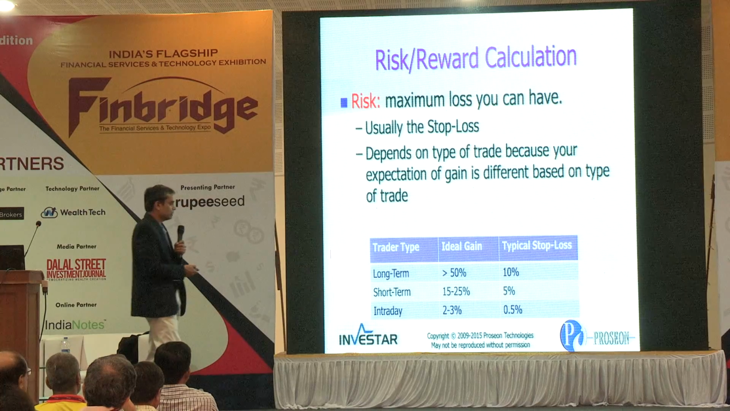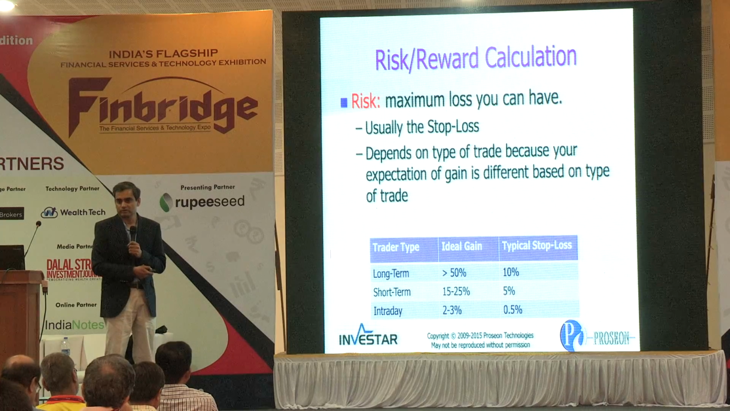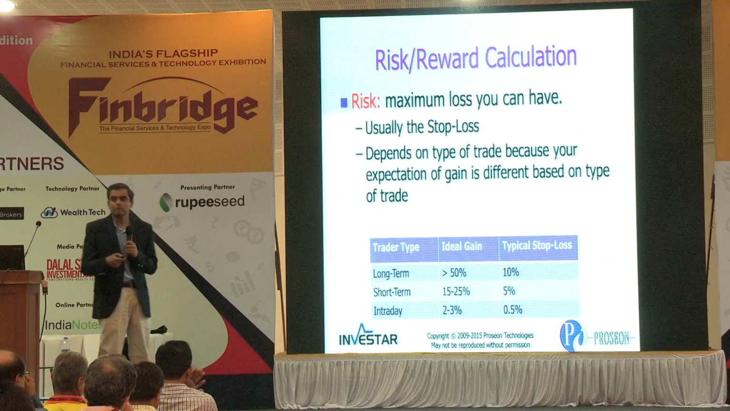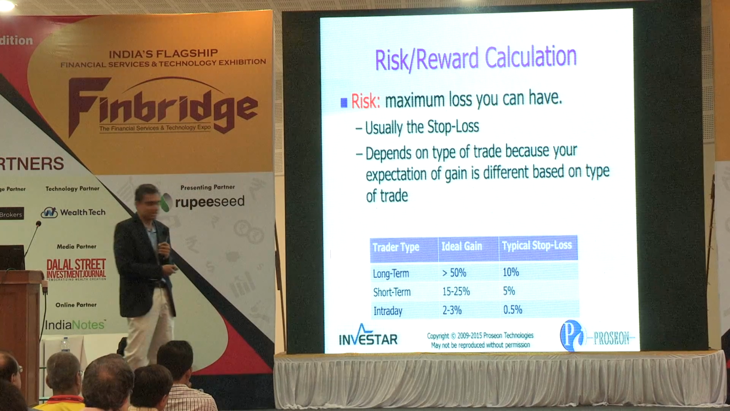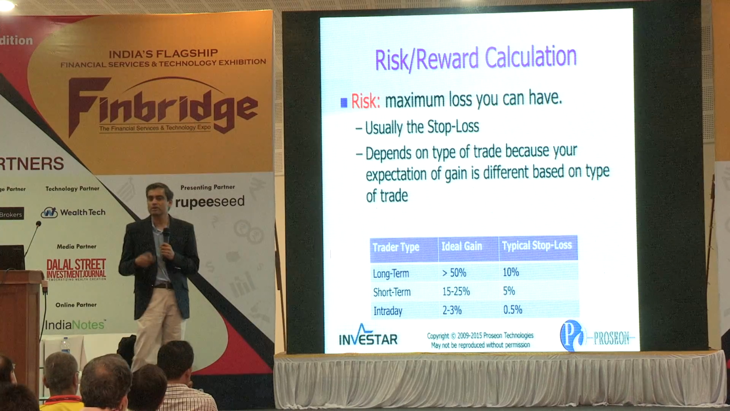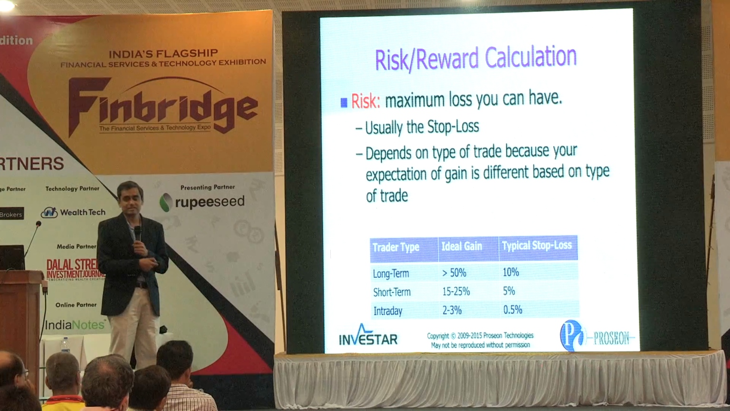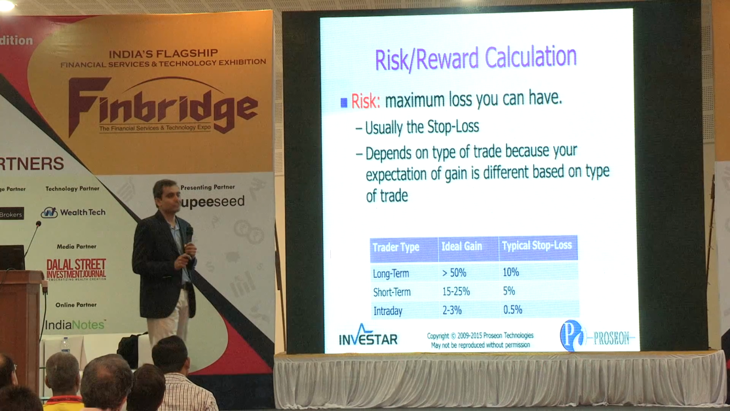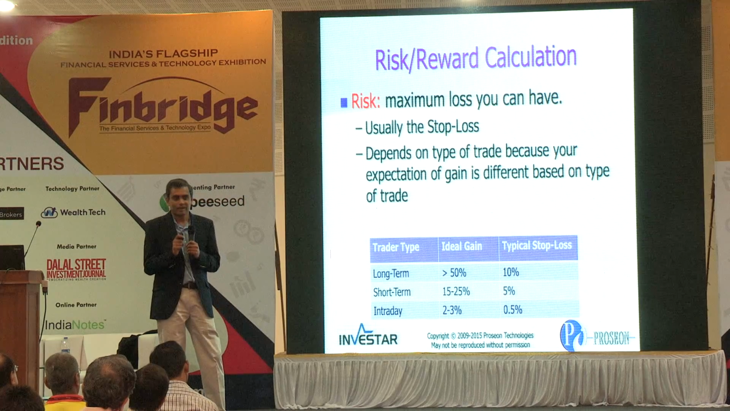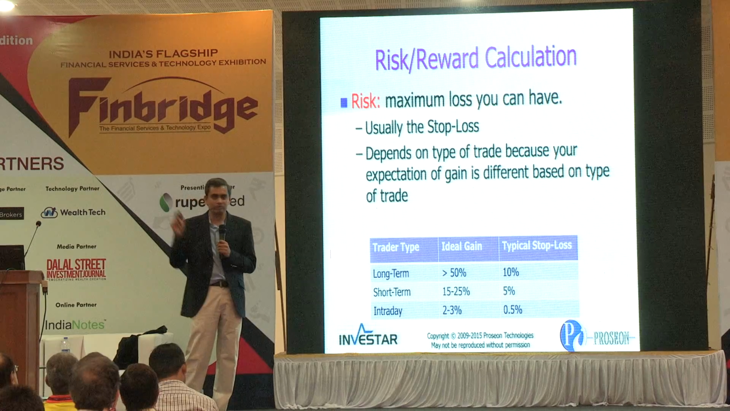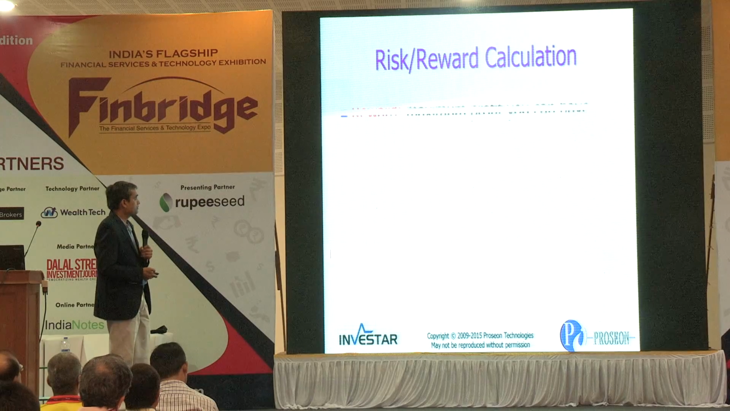For short term, a 15 to 25% is an ideal gain. So in such a case, your typical stop loss will be 5%. And as you go longer term, your expectation of gain is going to increase because you're going to hold for a longer time. In that case, your ideal gain can be, say, 50%, and your typical stop loss you can increase to 10%, 15%, something like that. Okay? The stop loss is done based on the type of trader you are. That is the important point. So whatever risk-reward ratio calculation you are doing has to incorporate what type of trading you are doing. Everybody with me? So how do we then calculate the risk-reward ratio?